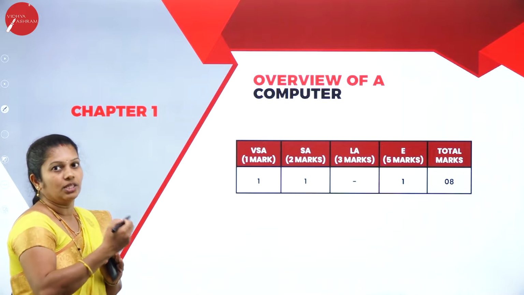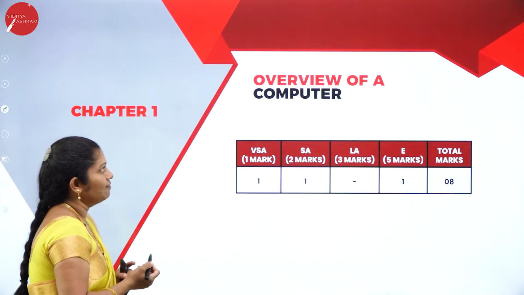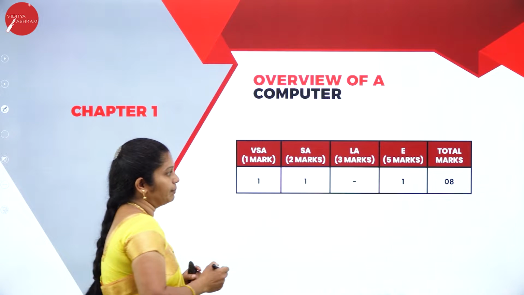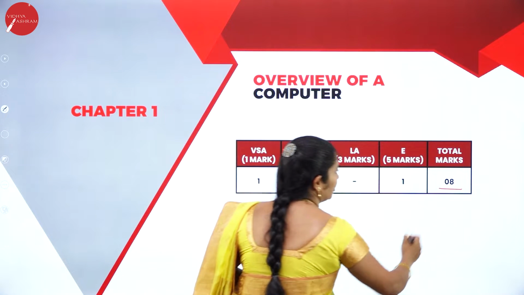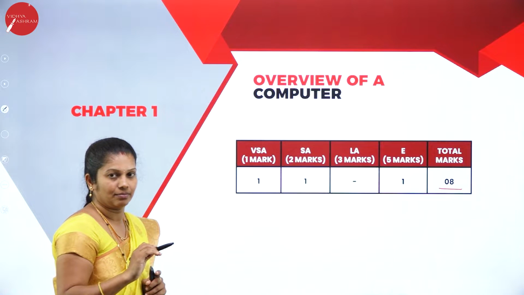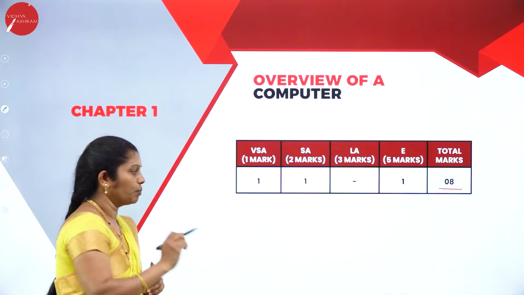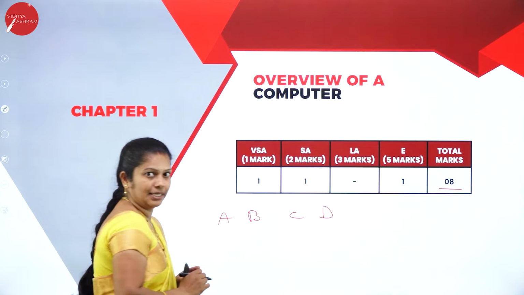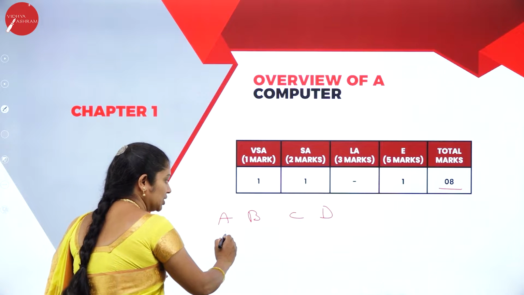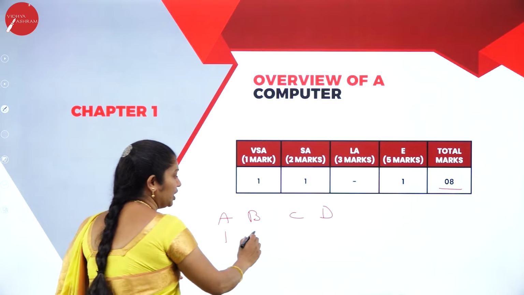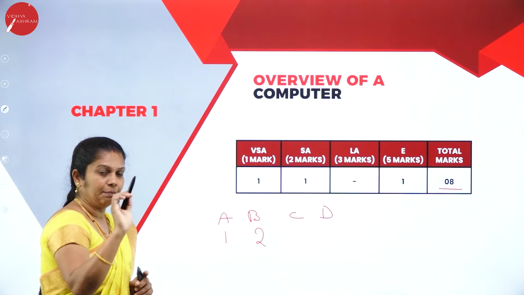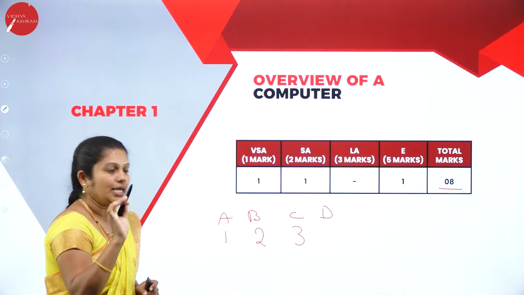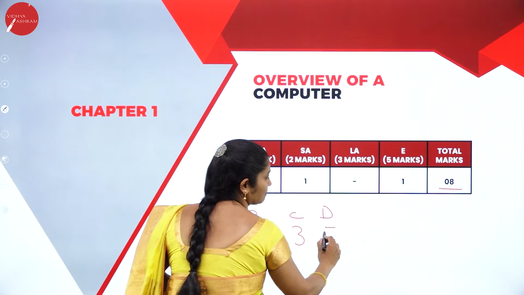But when you come to the total weightage of the chapters, the first chapter is overview of computer. On this chapter, totally you will get 8 marks in the annual exam. In the exam you have 4 parts: part A, part B, part C and part D. In part A, each question carries 1 mark. In part B, each question carries 2 marks. In part C, each question carries 3 marks. Whereas in part D, each question carries 5 marks.